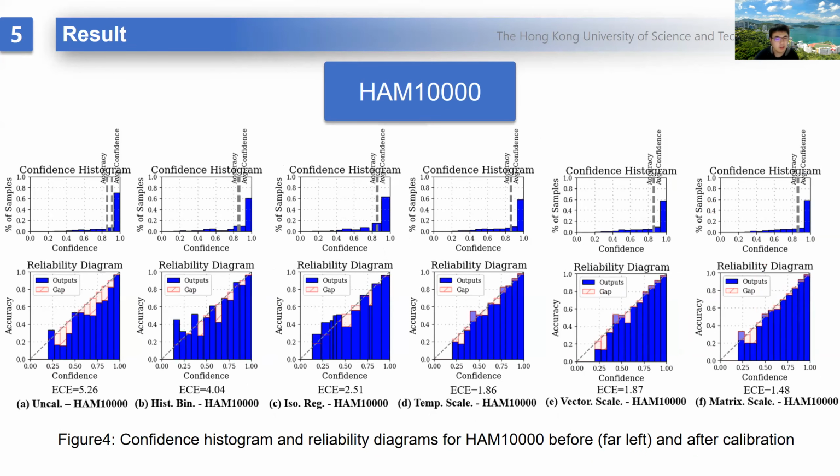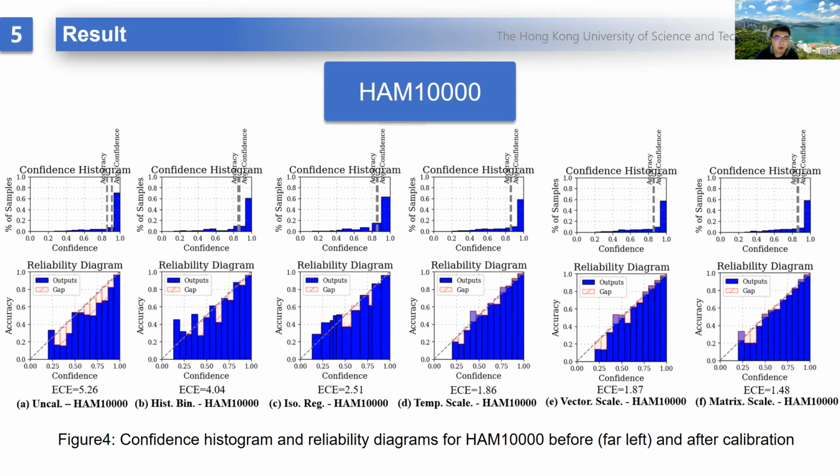Okay, in our second task, we use the HAM 10,000 dataset. Look at the ECE below. All the calibration methods show improvement of ECE. It's worth noting that matrix scaling outperforms all other methods on this task, although it performs poorly on MNIST. Those 3 scaling methods perform at the same level actually.